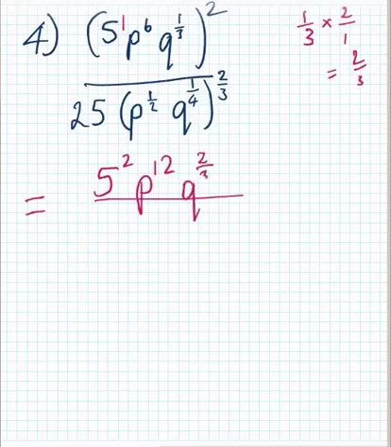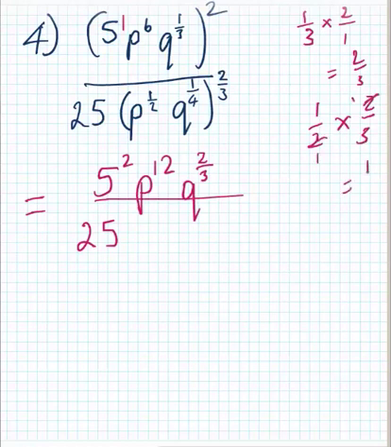And there we go. On the bottom, 25 is on the outside, so the 25 can stay on the outside. In the brackets, I've got a half times 2 over 3. So a half times 2 over 3. The 2's can cancel out to give me 1. So I'll be left with 1 times 1 is 1 over 1 times 3, a third. So p to the power of a third.